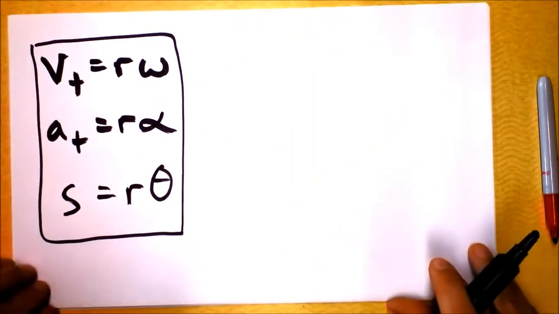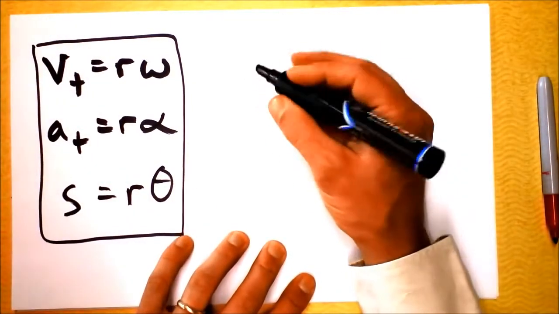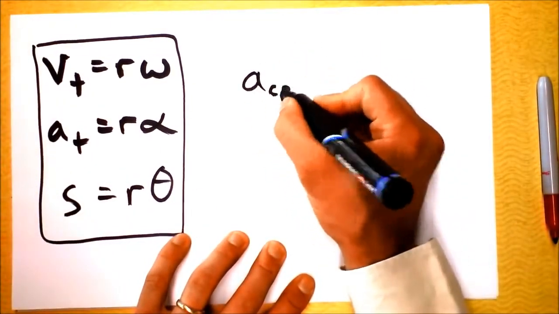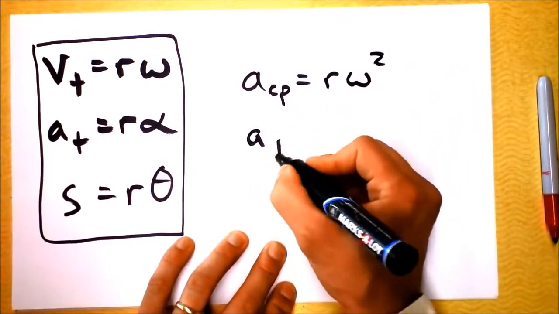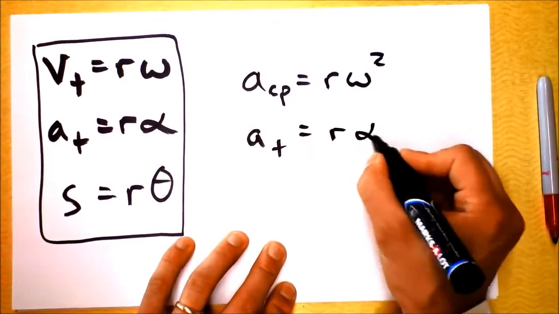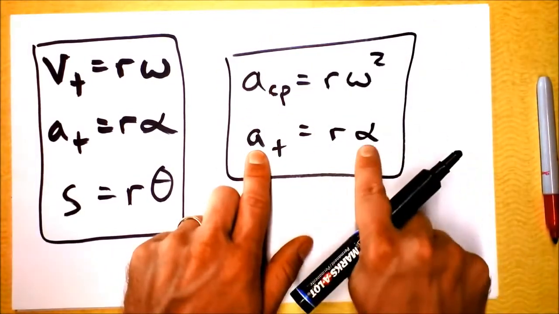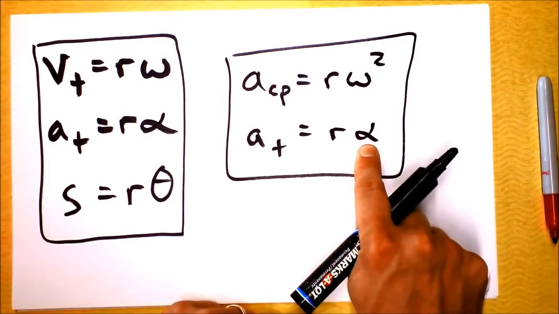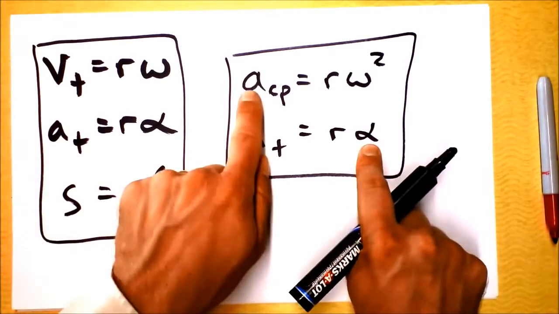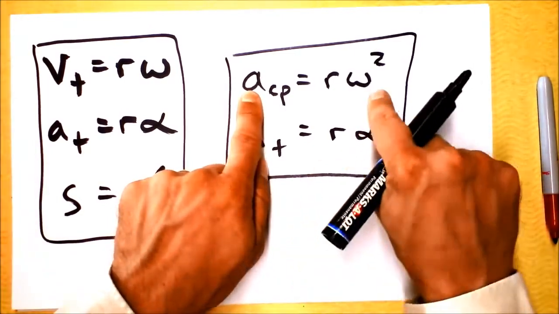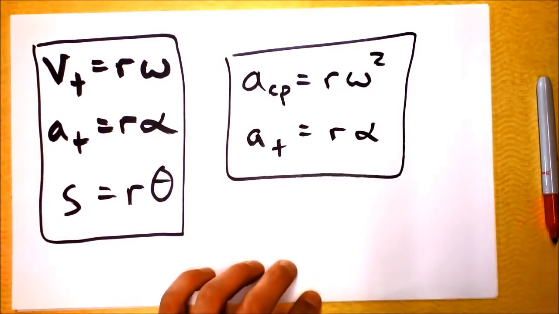Cool. One more thing that I want to put on here is the distinction between tangential acceleration and centripetal acceleration. a_cp is r omega square, and a_t is equal to r alpha. So tangential acceleration requires that we change angular velocity. This is the derivative of angular velocity. However, centripetal acceleration simply requires that we have an angular velocity. See if all that stuff makes sense to you.